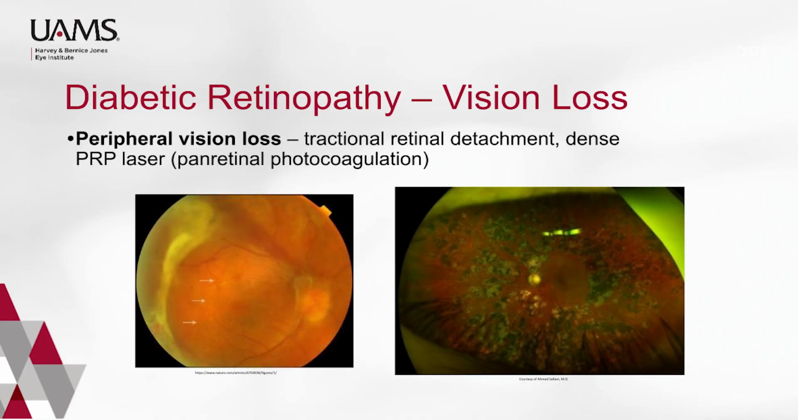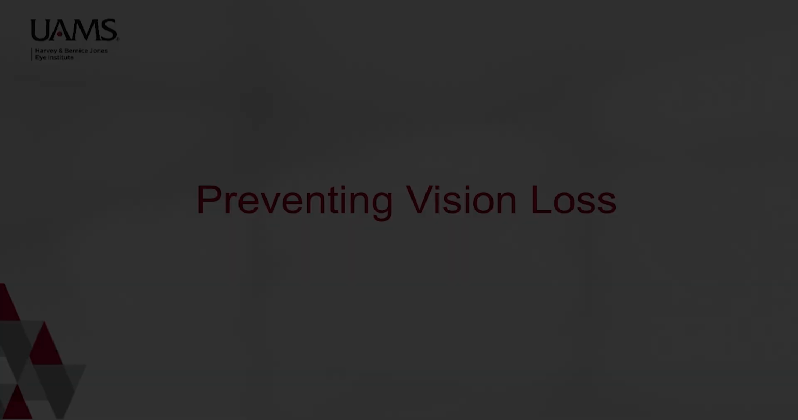Peripheral vision loss from diabetic retinopathy can be caused from tractional retinal detachment or dense panretinal photocoagulation, which is a type of laser that actually treats severe diabetic retinopathy. And the theory of this laser is that if we laser the peripheral tissue, it actually preserves the central tissue. So these patients do have peripheral vision loss from the laser, however, we're preserving their central vision.